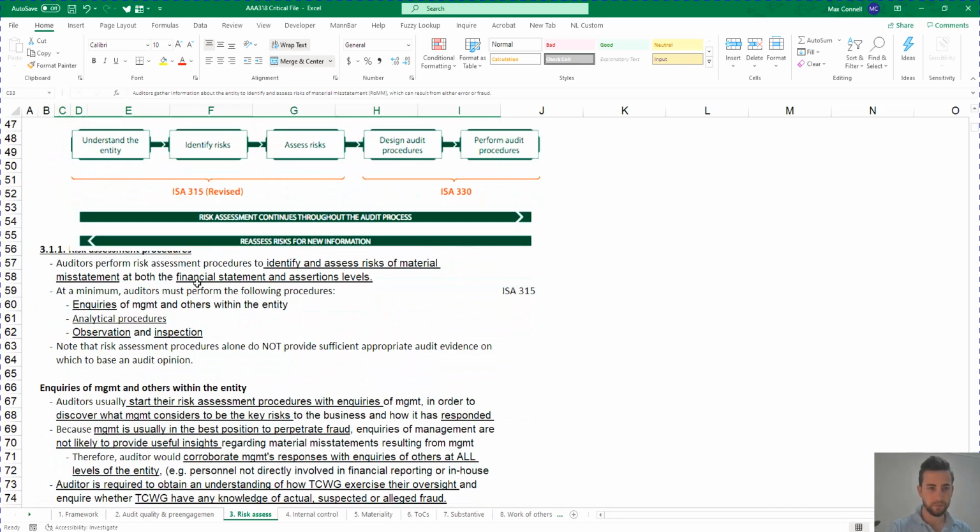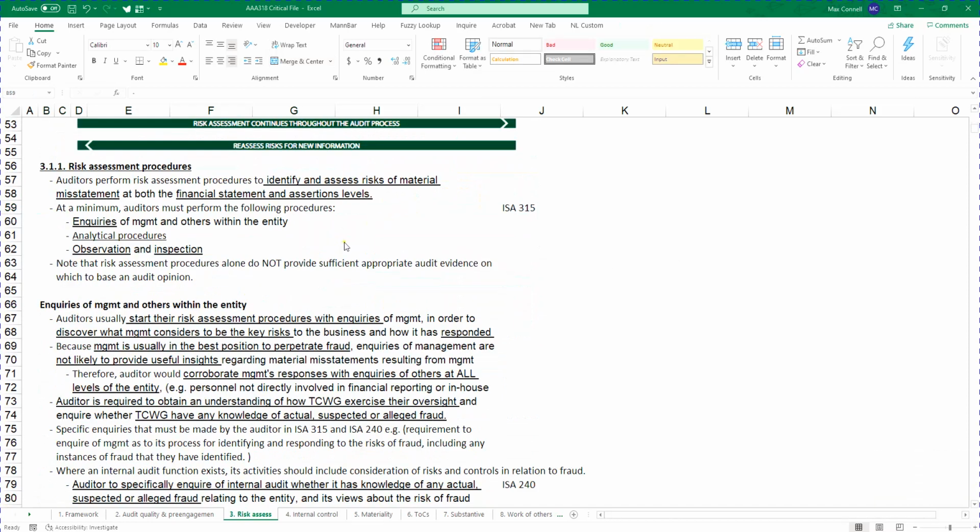Okay, so assessment procedures. At bare minimum, auditors perform risk assessments to identify and assess levels of risk of material misstatement at the financial statement and assertion level. So at minimum, auditors must perform the following procedures. Number one, inquiries of management and others within the entity. Number two, analytical procedures. Number three, observation and inspection. Note that risk assessment procedures alone do not provide sufficient appropriate audit evidence on which to base an audit opinion.